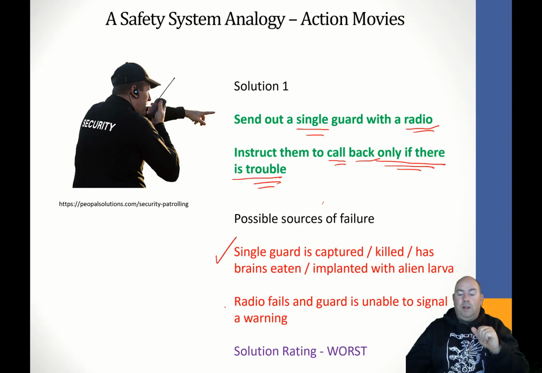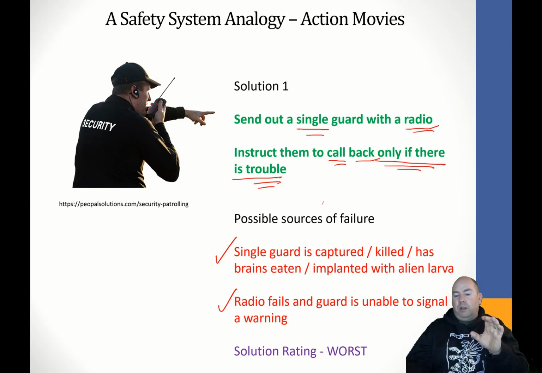Right there. Here's another thing. What if he sees something wrong and he tries to call back, he turns on his radio, and the radio doesn't work? That would be another point of failure. So that is two possible ways that this whole solution could fail on us. This is a potential solution that could work, but it is not very good. So we'll call that solution number 1.